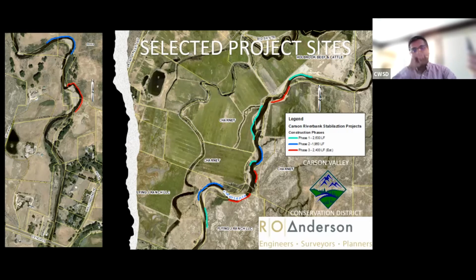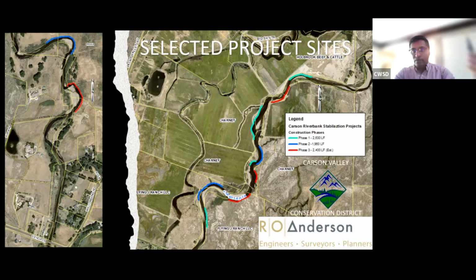So basically, we combined all the individual sites. That's the length of the river banks that we stabilized under that phase. And phase 3, we're estimating about 2,400 linear feet. We're in the design phase right now. We're expecting to go into construction late in September, October.